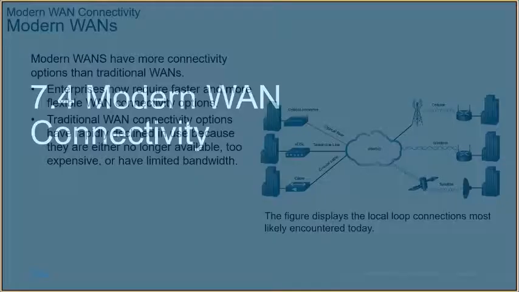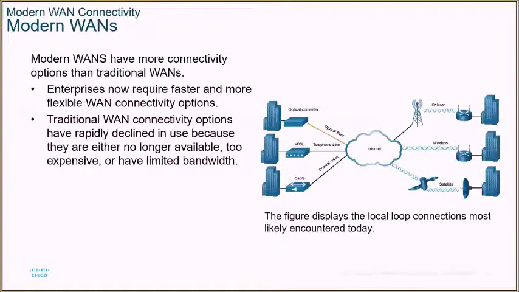Okay, so modern WAN connectivity. Modern WANs have more connectivity options than traditional WANs. Enterprises now require faster and more flexible WAN connectivity options. Traditional WAN connectivity options have rapidly declined in use because they are either no longer available, too expensive, or have limited bandwidth. The figure displays local loop connections most likely encountered today. So you've got coax cable, telephone lines, optical fiber, cellular, wireless, or satellite.